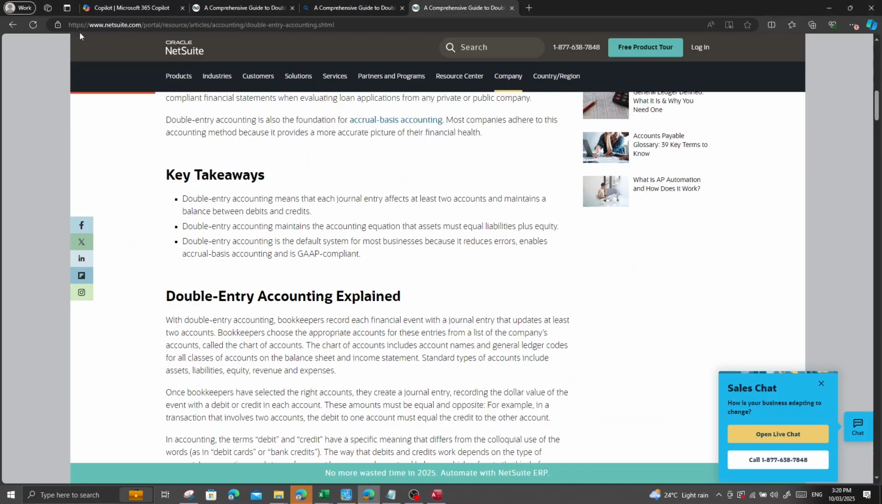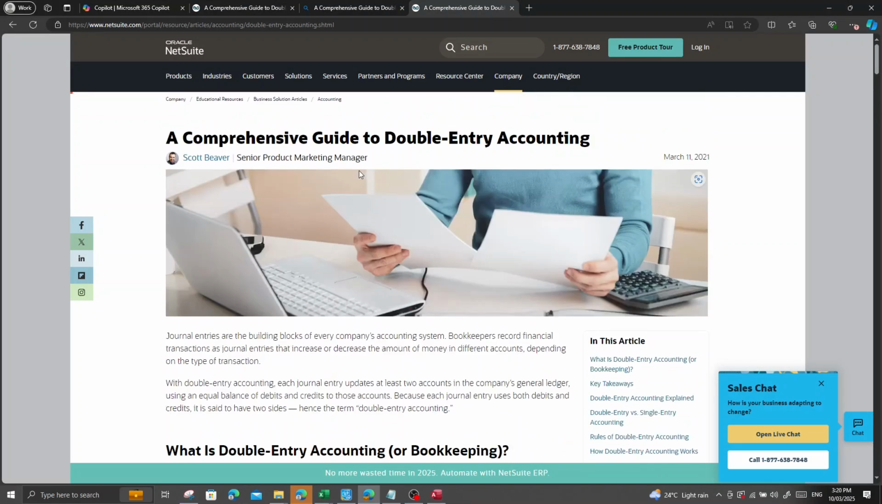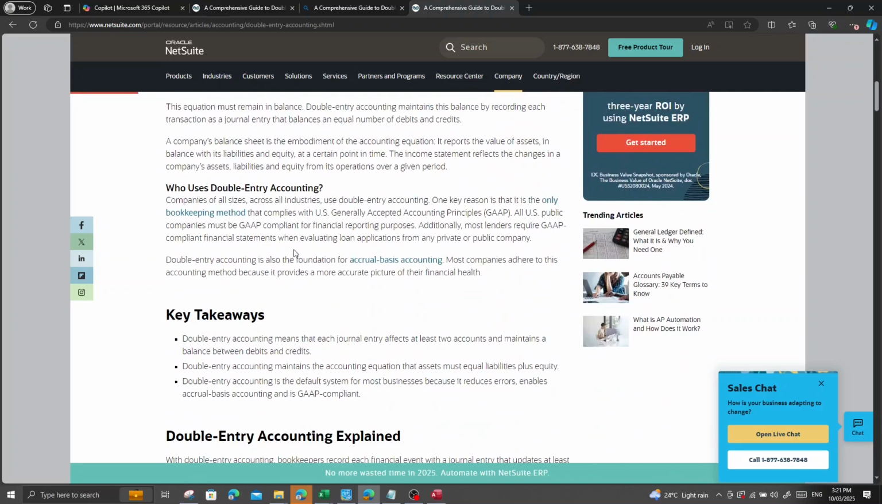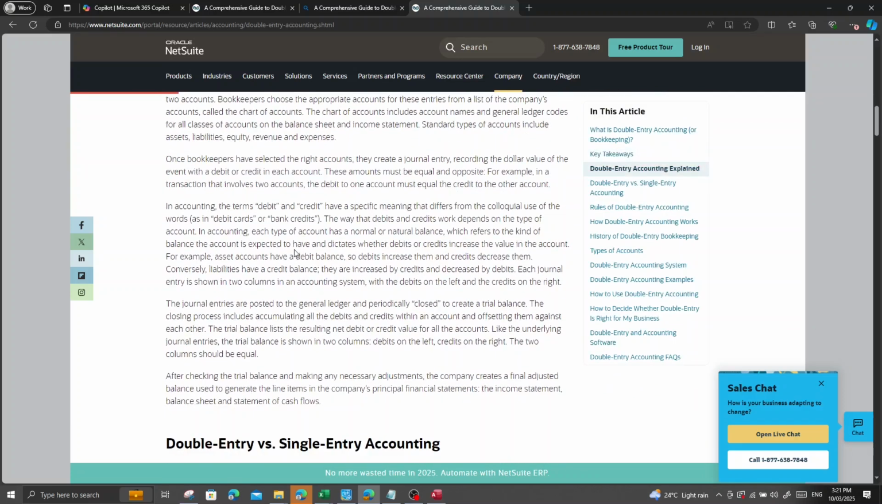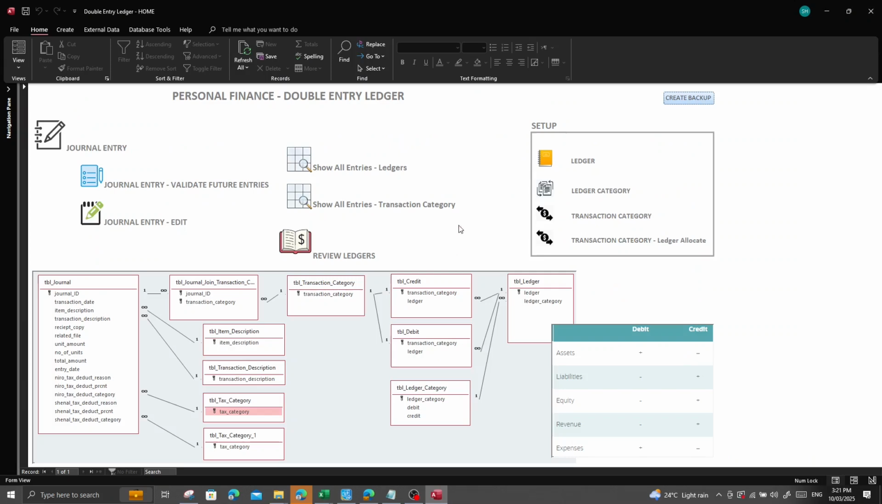A good website I found for the basic explanation of double entry accounting is this one. Perhaps I will have a link to this on the web page. This website gives a very good basic understanding of double entry account keeping, so I won't try to go into that. So coming back to this application, this is the main interface.